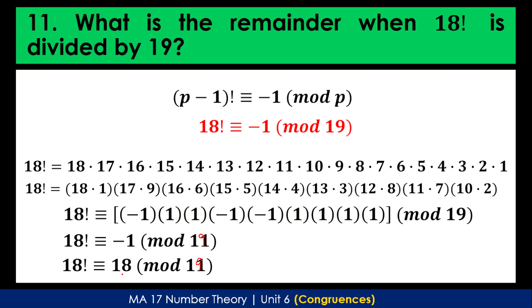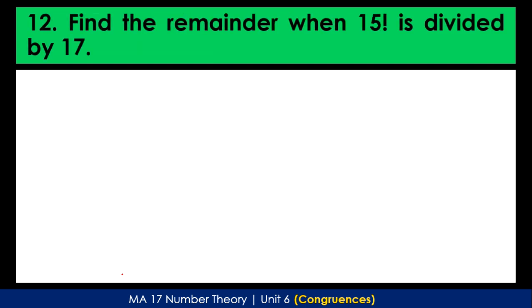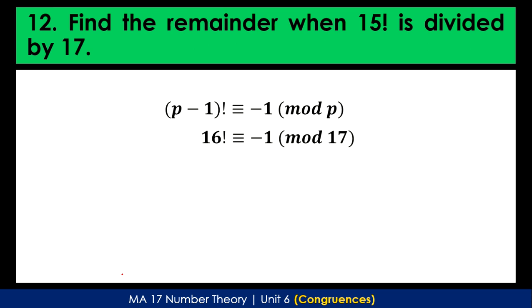Let's have another example. Find the remainder when 15 factorial is divided by 17. Okay, so 17 is prime, so obviously we can utilize Wilson's theorem. But the problem here is that 17 minus 1 is 16 factorial, and we need 15 factorial here.